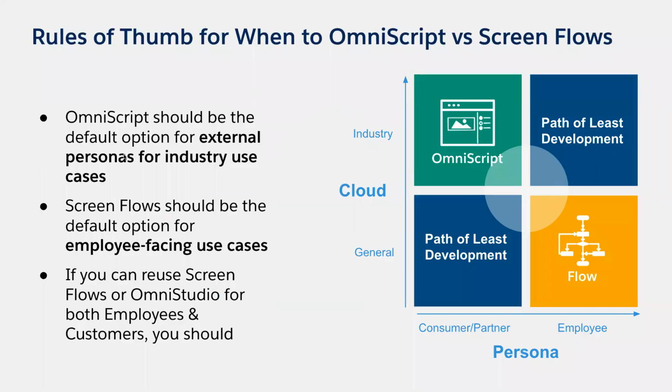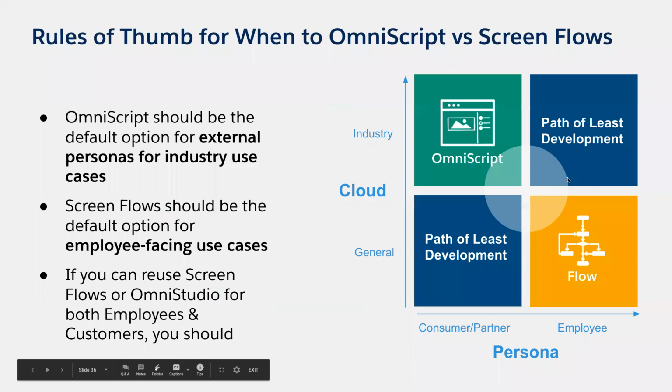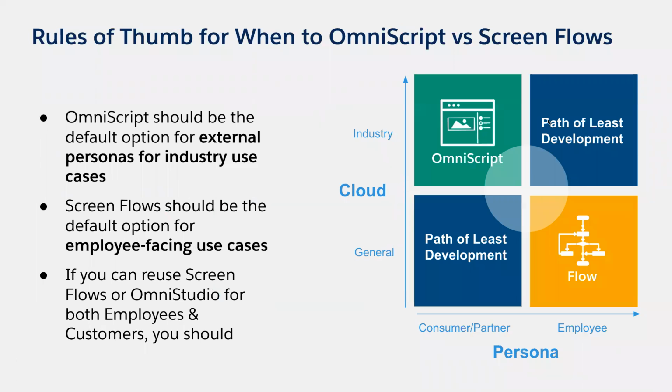This is another guideline around, if you want to think about the swim lanes for these things, where they belong. In the industry case, you should always be using OmniScript for the consumer and partner personas. For the employee personas, it's really the path of least development, and that's a function of both the use case as well as whether it makes sense to reuse something that's available for this persona.